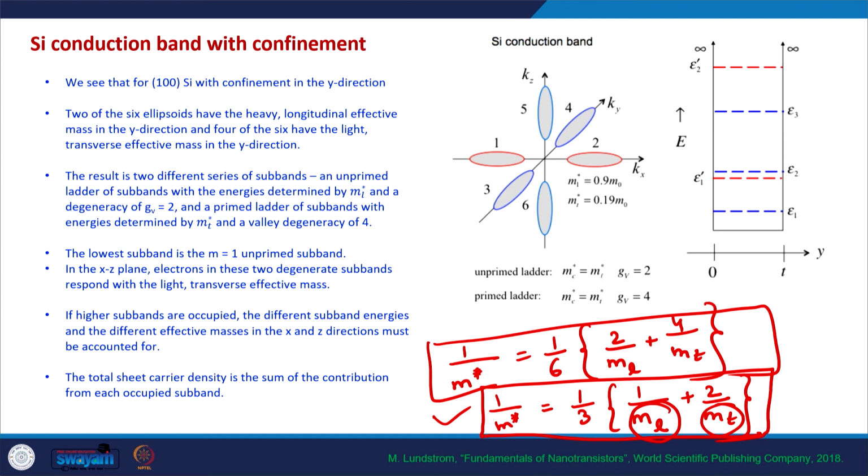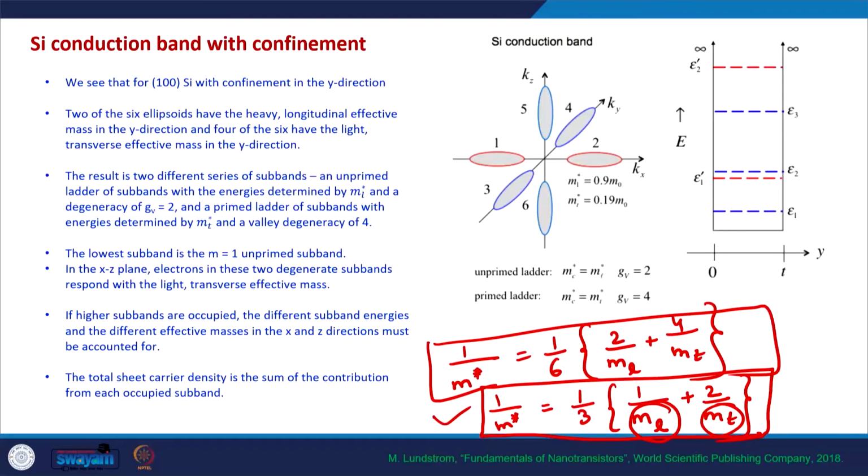But as soon as there is confinement, what happens is that in one direction also there are 2 kinds of electrons, and the energies of these 2 kinds of electrons are now inversely proportional to the mass. So this degeneracy is lifted between the longitudinal effective mass electrons and the transverse effective mass electrons, and that is why we will have 2 kinds of subbands in the system.